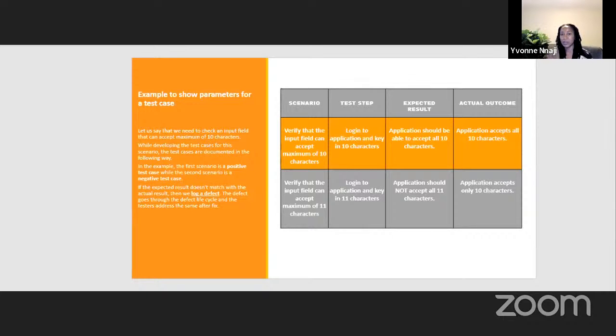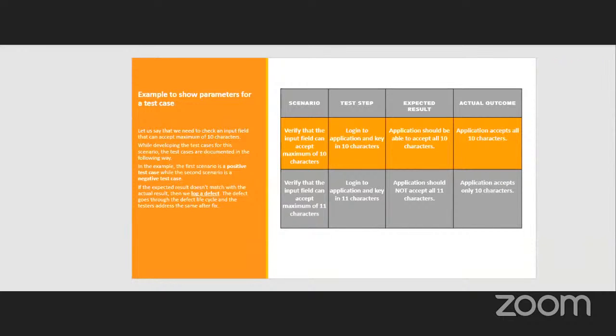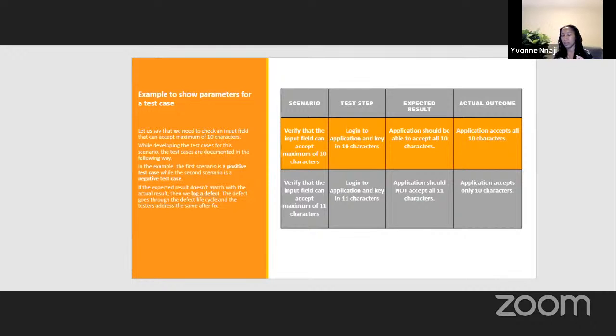What we're saying is for the parameter test step, it can look something like log into the application and key in 10 characters. For the parameter expected result, it can look like application should be able to accept all 10 characters. For the actual outcome, it can look like application accepts all 10 characters. Then you can also have the status as another parameter, which will say pass, okay?